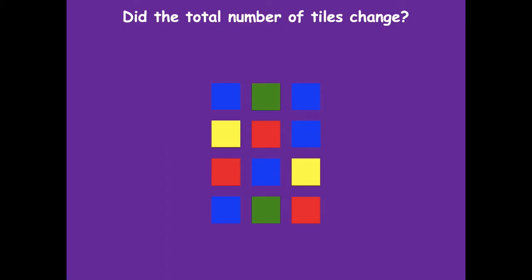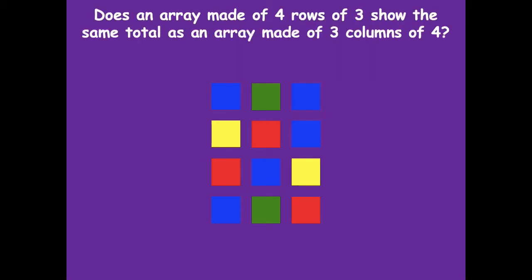Did the total number of tiles change? No, they sure didn't. Does an array made of 4 rows of 3 show the same total as an array made of 3 columns of 4? Yes, it sure does. Okay, so it doesn't matter the order of the rows or the tiles as long as they have the same number of each.